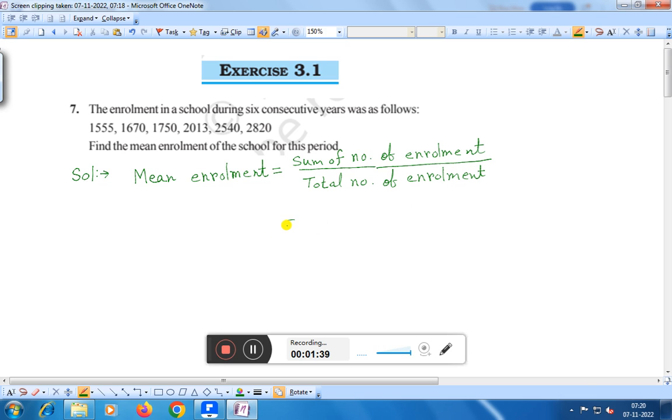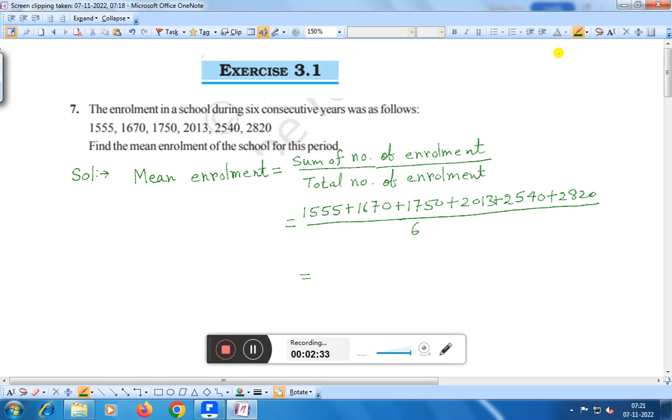Now you have to sum all the enrollment, that is 1555 plus 1670 plus 1750 plus 2013 plus 2540 plus 2820, divided by the total number of enrollment, which is 6. You have to add all these numbers.